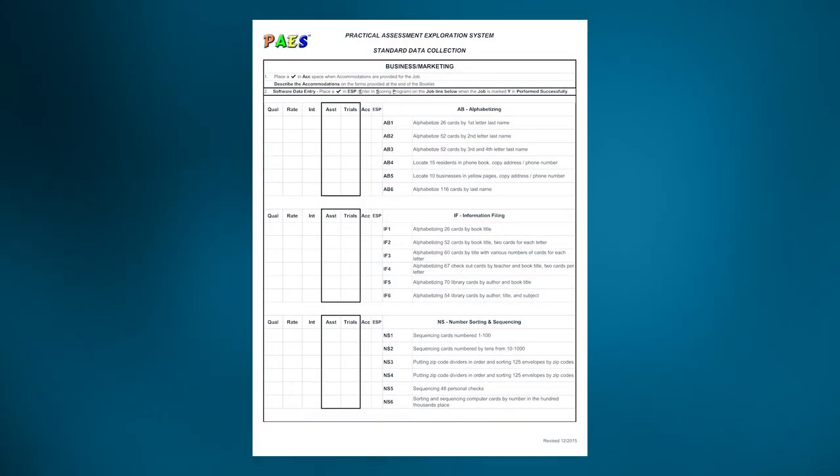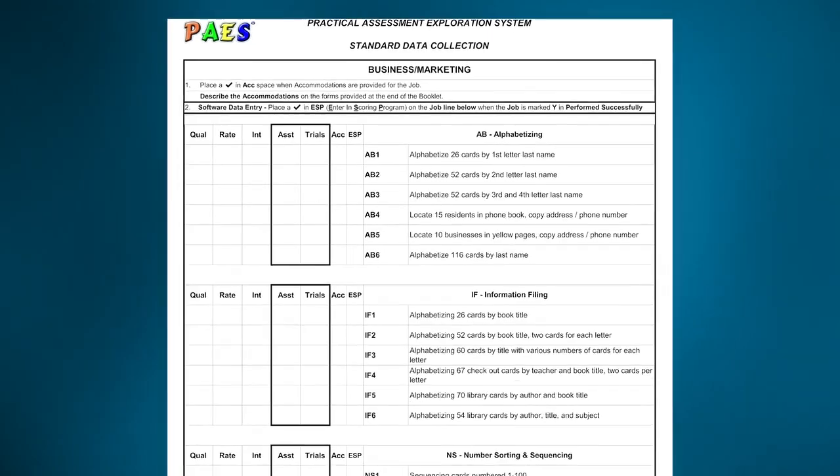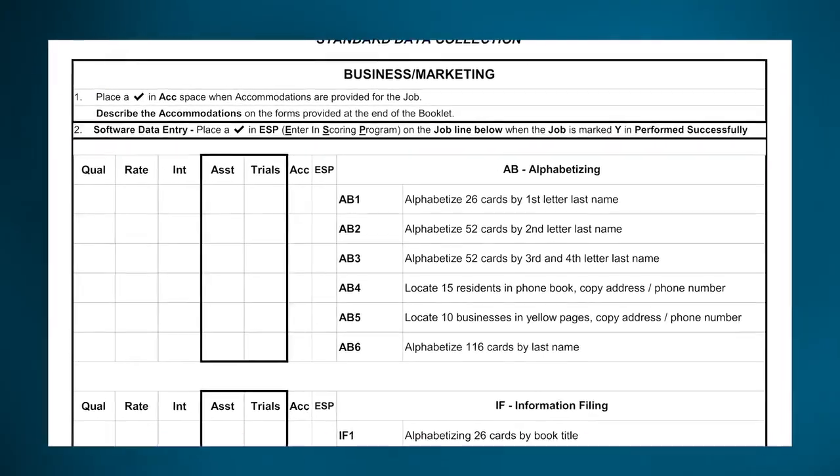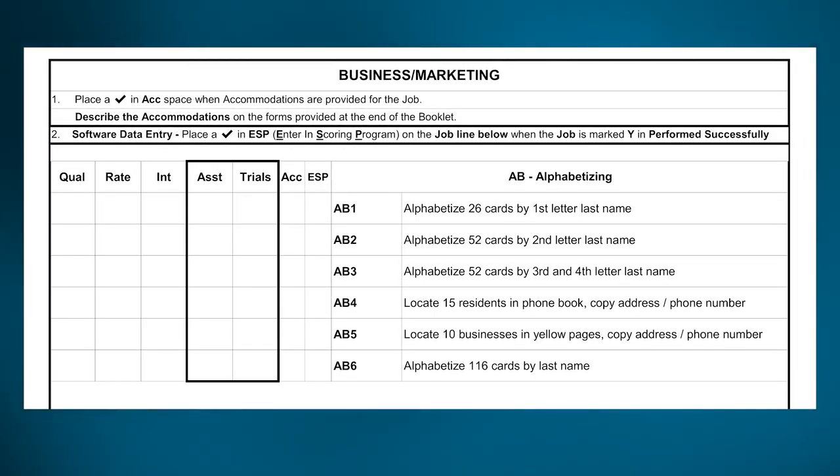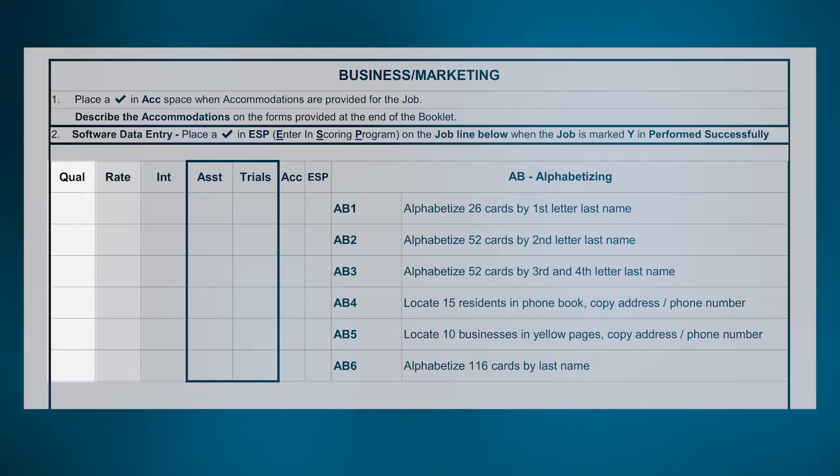This is a sample data collection booklet page. Let's take a closer look at the alphabetizing unit on this page and walk through where and how a supervisor would record scores. As you can see, each job in the AB unit has spaces for recording scores for quality, work rate, interest, assistance, and number of trials.